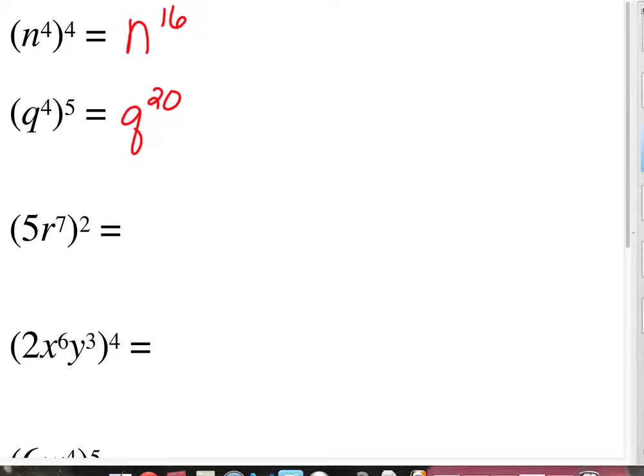How about this one? Oh, this one's interesting. It's 5 r to the 7th power, and then everything in there is being raised to the 2nd power. So guess what? This is kind of like the distributive property. You have to take the exponent on the outside and give it to the 5 and give it to the r to the 7th. So it becomes 5 to the 2nd power, r to the 14th power, and at this point, if you can solve part of it, you should. And can you solve part of it? Yes, you can solve this. 25 r to the 14th power.